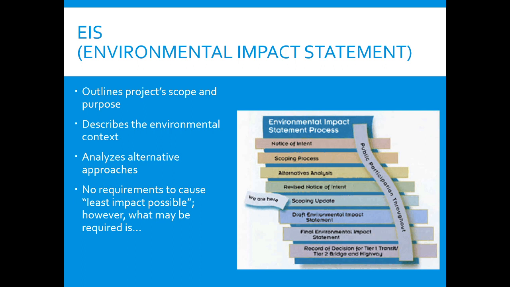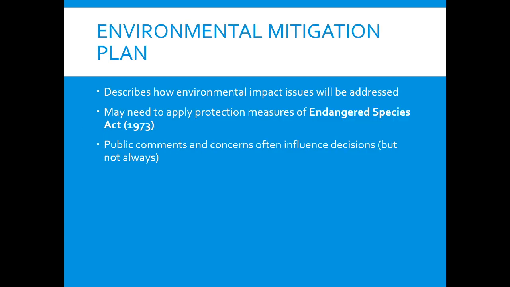You have to look at the environmental context. You have to look at all of the possible environmental consequences and how you're going to mitigate them. An environmental mitigation plan would then be put in place, which essentially looks at all of those impact issues on the project, and you have to look at how you're going to address them. Now, some of these have to apply protection measures to the Endangered Species Act of 1973, so you have to consider how are you going to protect the species that are endangered, and they always allow for public comments and concerns, which can influence the decisions, but it doesn't always do so.